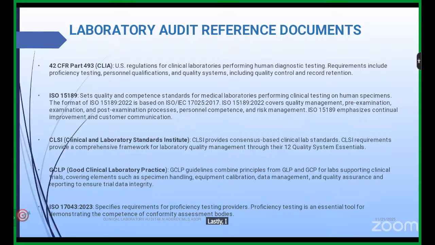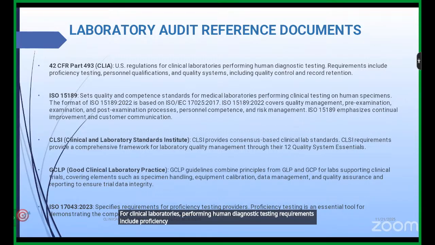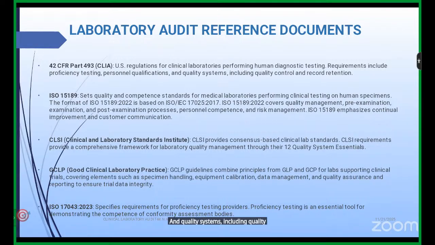Lastly, I will share laboratory audit reference documents. We have 42 CFR Part 493 for CLIA. That's Clinical Laboratory Improvement Amendments, under the US CLIA Amendment Acts. For clinical laboratories performing human diagnostic testing, requirements include proficiency testing, personnel qualifications, and quality systems, including quality control and record retention.